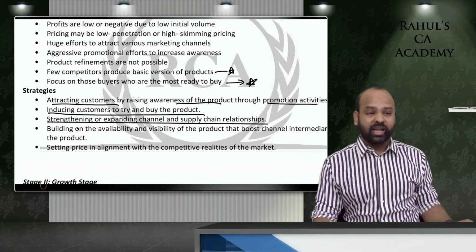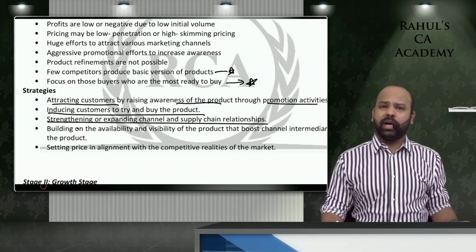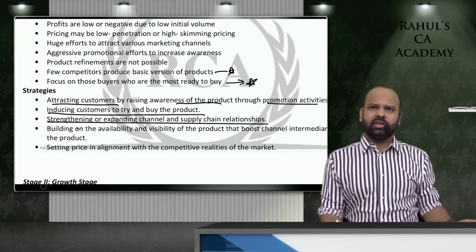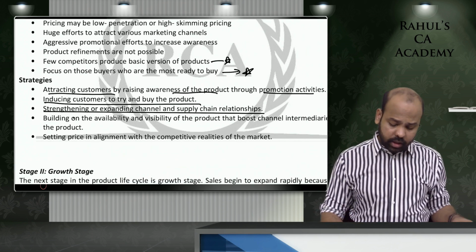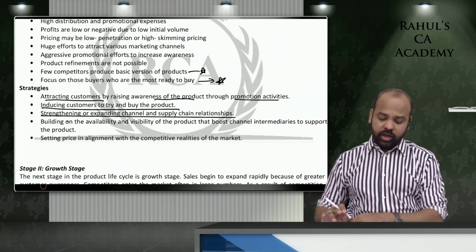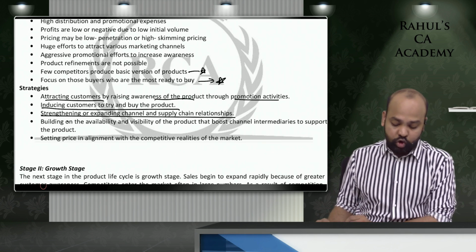Strengthening or expanding channel and supply chain relationships, like how Mahindra and Mahindra, beta, has tied up with Java, some vehicle again. Ok. Building on the availability and the visibility of the product will boost channel intermediaries, beta, to support the product.